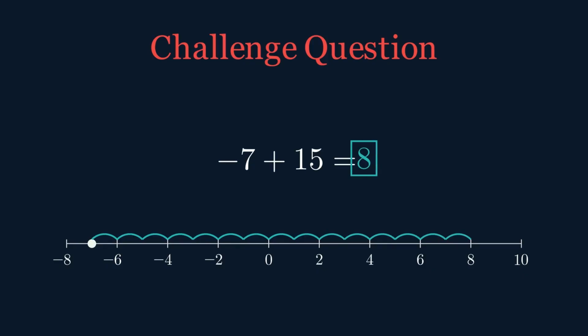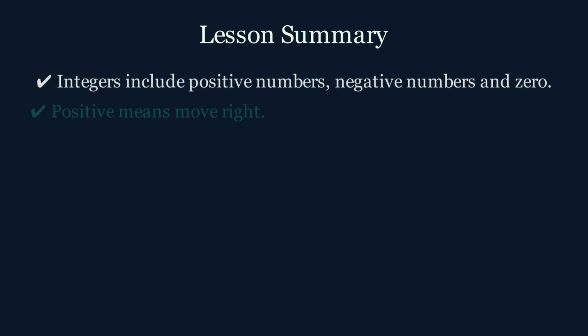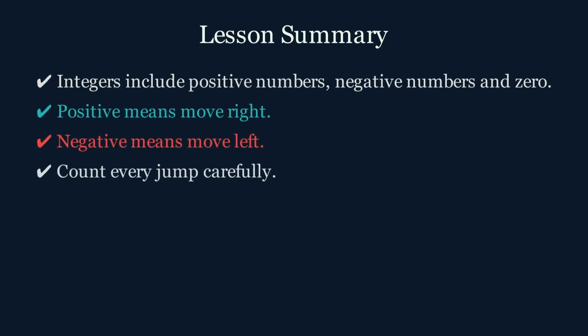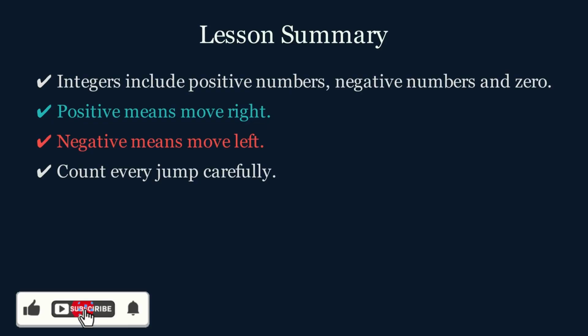Let's summarize what we mastered today. Integers include positives, negatives, and 0. Adding a positive means moving right, adding a negative means moving left, and success comes down to counting your jumps carefully every single time.